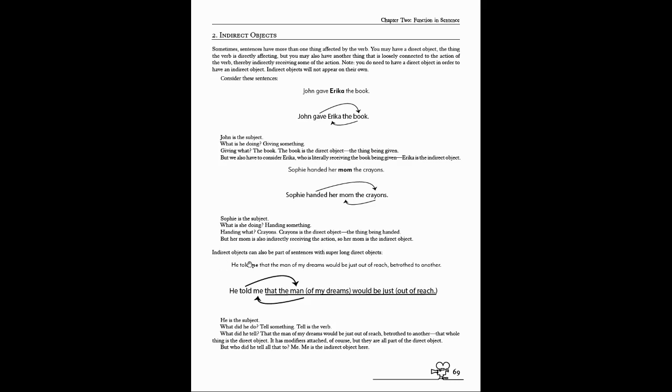And just like everything else, your indirects can be super long. I don't know if you love Bruno, but here we are. He told me, what did he tell me, right? Bruno told me all of this whole thing, that the man of my dreams would be just out of reach. Betrothed to another, right? That's the song. Okay, but he told all that to me. So me is indirectly receiving all of this direct objectness. Now, why do we have these in parentheses? Because these are prepositional phrases. They're going to keep coming up. Eventually in chapter 3, we're going to specifically get to them, but you may feel like you know them already before we get there. So indirect objects.